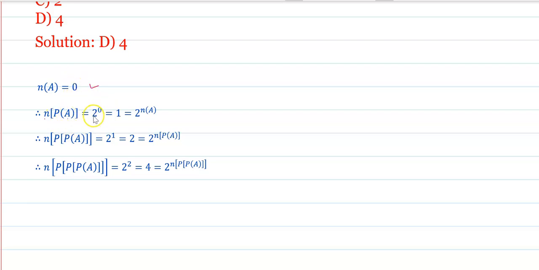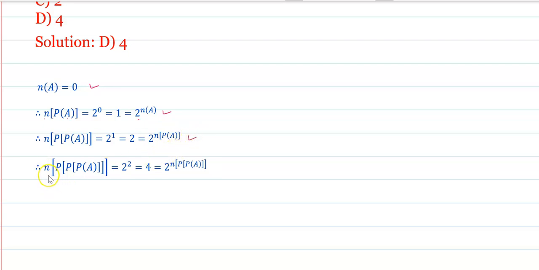2 raised to 0 means what? 1. Therefore that is equals to 2 raised to n of A. This is the formula. Now the next, n of P of A, that is 2 raised to n. 2 raised to 1, that is equals to 2, is equals to 2 raised to n of P of A. This is the second one.